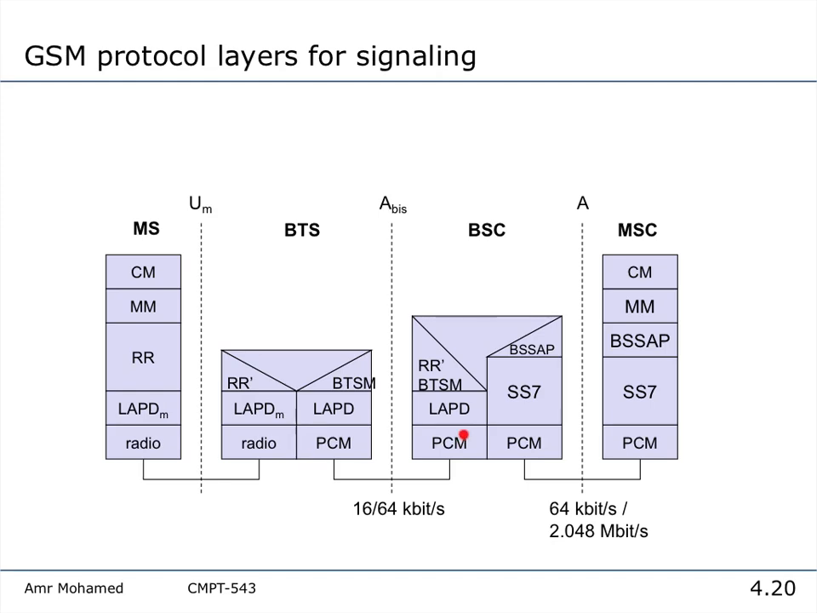From the base station to the base station controller, we have what we call pulse code modulation. Pulse code modulation is a very primitive physical layer that is very good for voice. Voice is like an analog signal. Pulse code modulation talks about the fact that you sample these, take each sample, convert it to digital bits, and then the digital bits are transferred over the wired line. That's it.